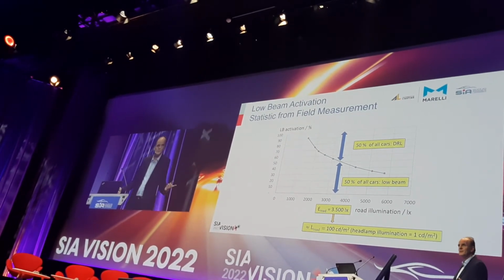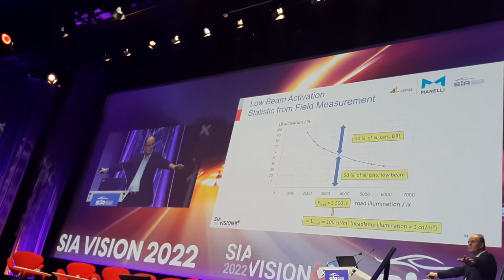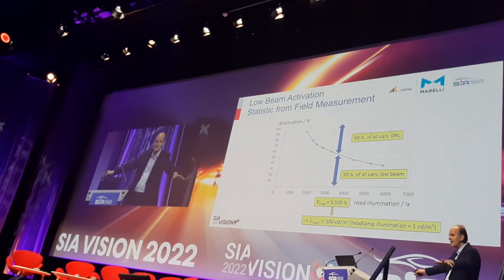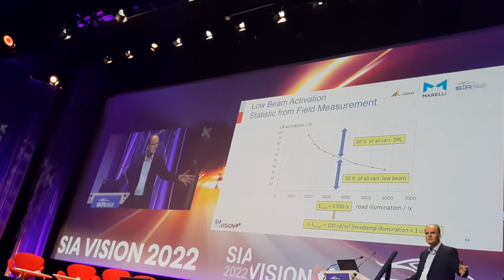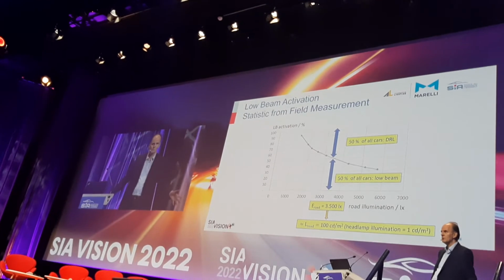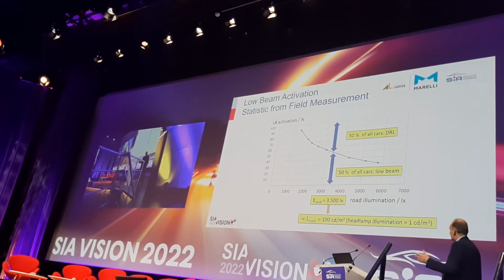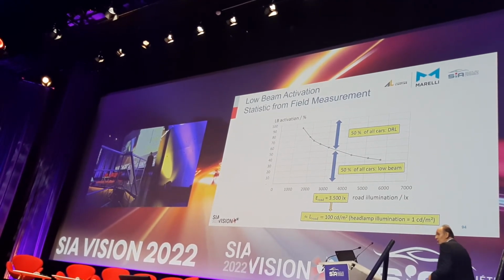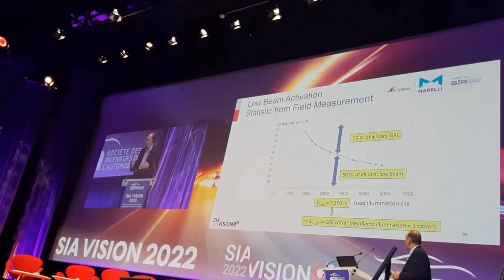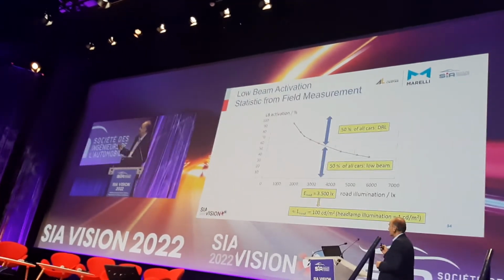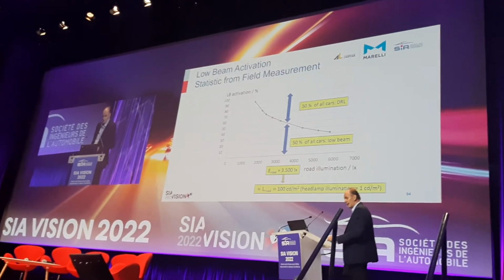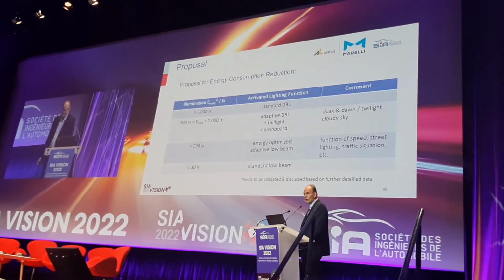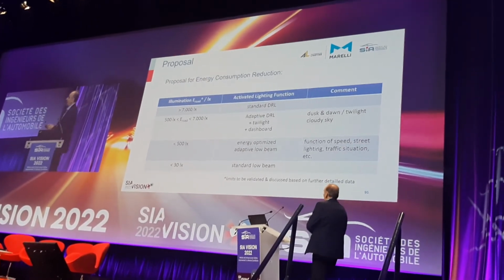So 50% of the cars are boosting 40 watt to the road, and nobody has any use out of this luminous flux and this power consumption. Therefore, the proposal is to adapt this switching, and I will come to the conclusion and the proposal.